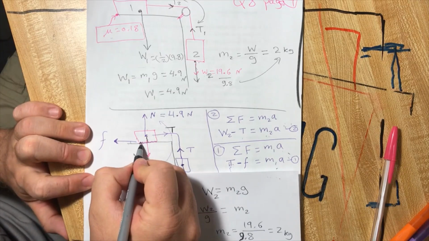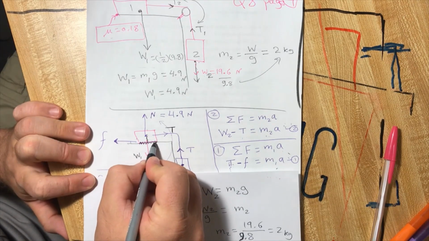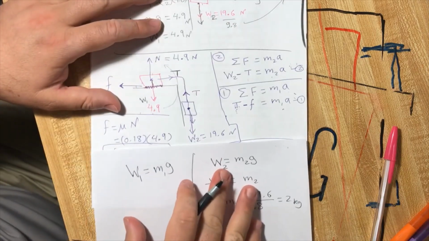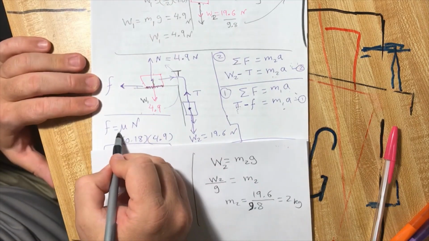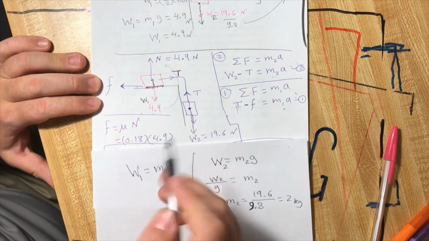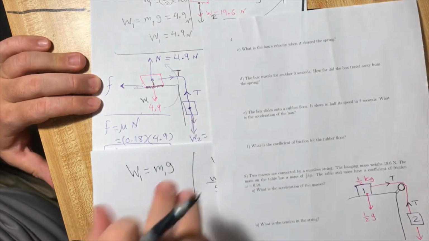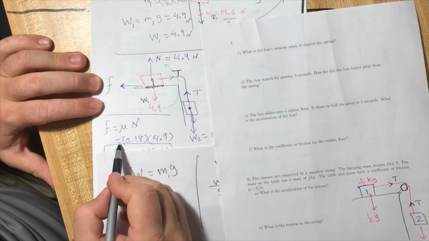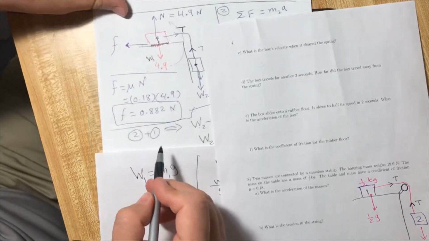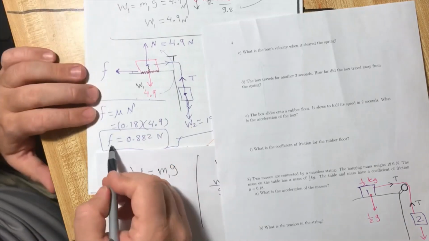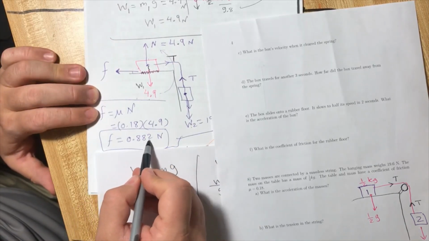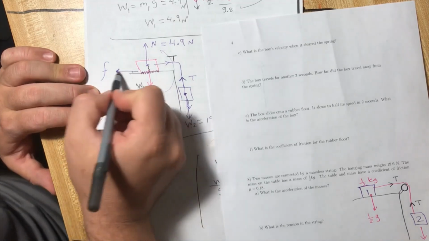We have the friction force between the first body and the surface. The friction force, by its law, is equal to mu, the friction coefficient, multiplied by the normal force, which is equal to 0.18 multiplied by 4.9, the weight. The friction force in this case is 0.882 newtons in this direction.